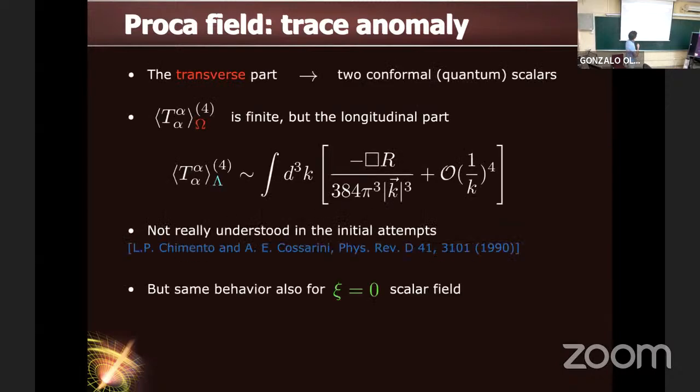The transverse fourth adiabatic order is finite, as happened for the conformal scalar field, so that's okay. But if we study how this fourth adiabatic order behaves in the ultraviolet, we see a box of R divergence, which was also present in the case of a minimally coupled scalar field, but people weren't expecting that for the Proca field, and that's why they stopped here. If you have a spacetime in which this is zero, like for example the zeta, this is completely divergent.